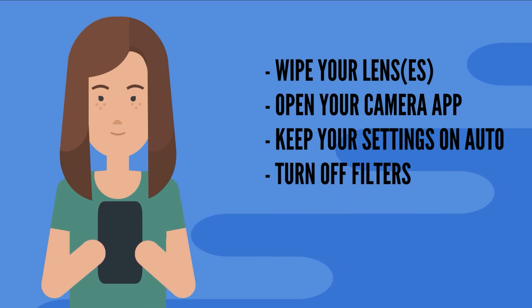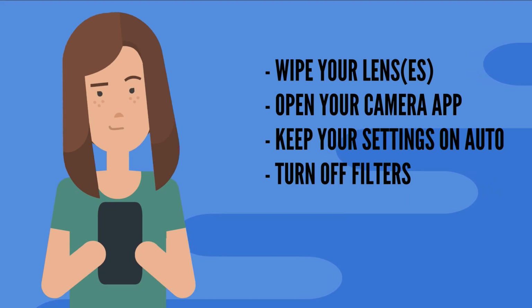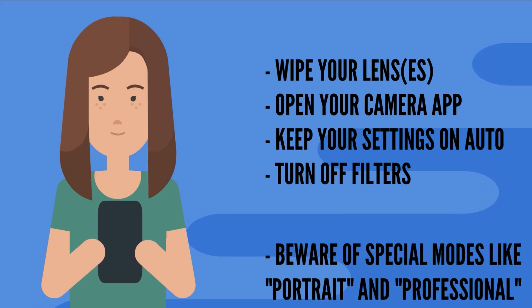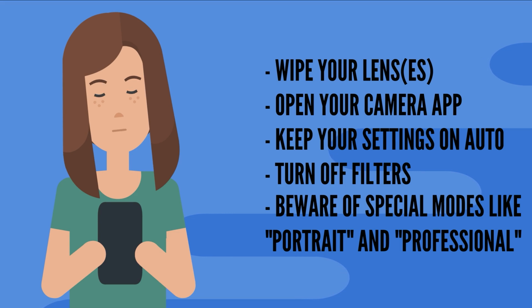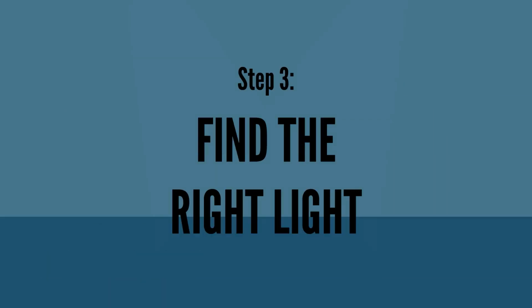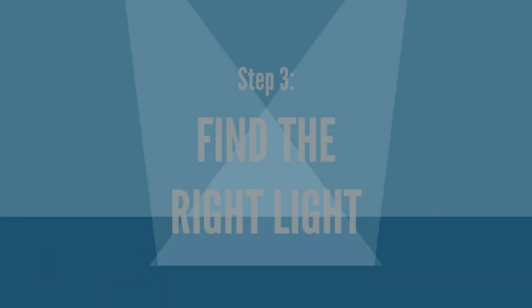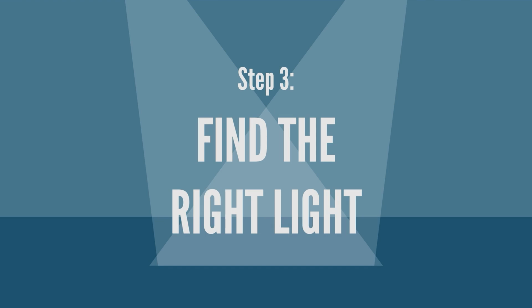Now turn off filters so your liaison can edit from a clean file. Any effects or overlays will be added by them later. Use the regular or default photo modes, and beware of special modes like portrait or professional unless you are already very comfortable using them. Now that your phone is set, you can move on to step 3, finding the right light.